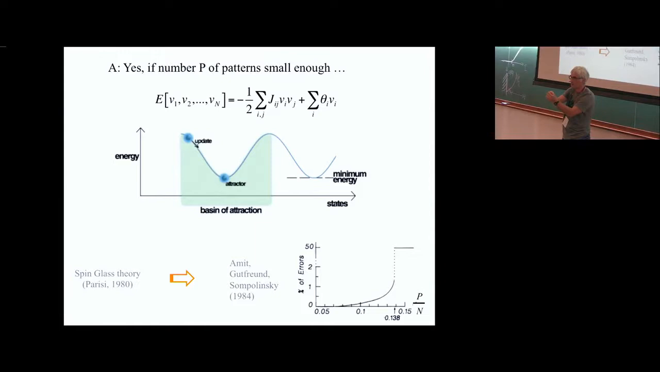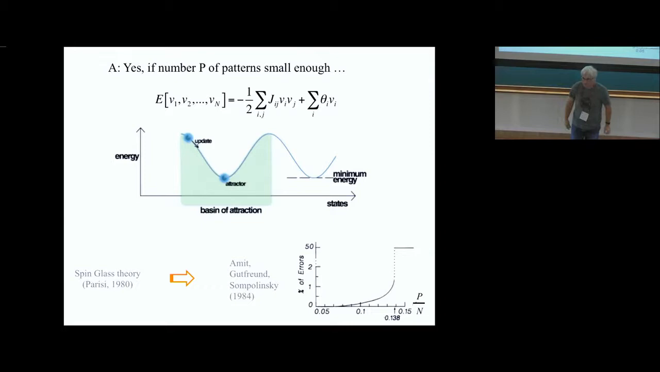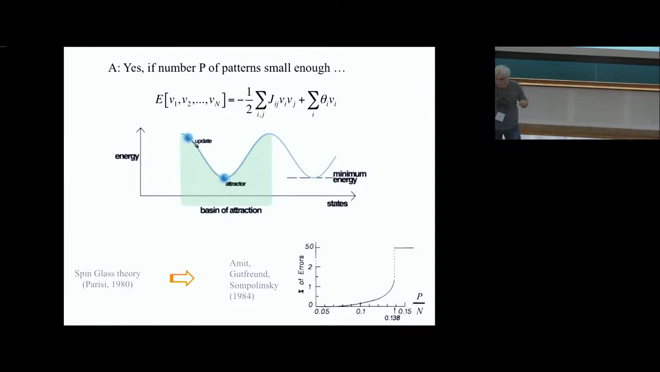But if you start too far away, you are not in the basin of attraction, and you will converge to something which has nothing to do with it. Okay? So that means that at least you have a finite basin of attraction around the state you are interested in. Then the size of a basin is something interesting that I don't want to talk about.